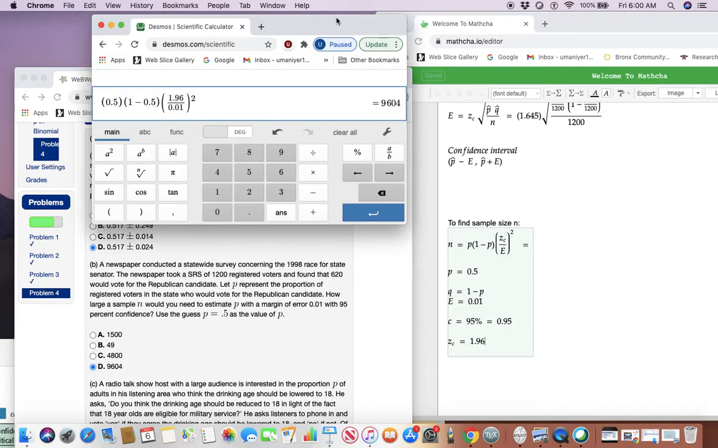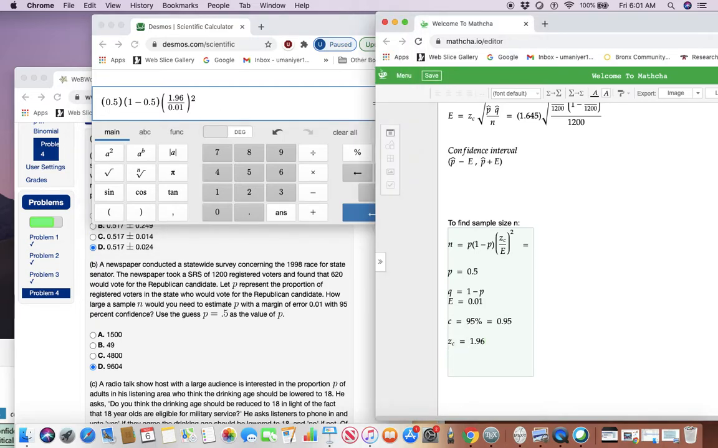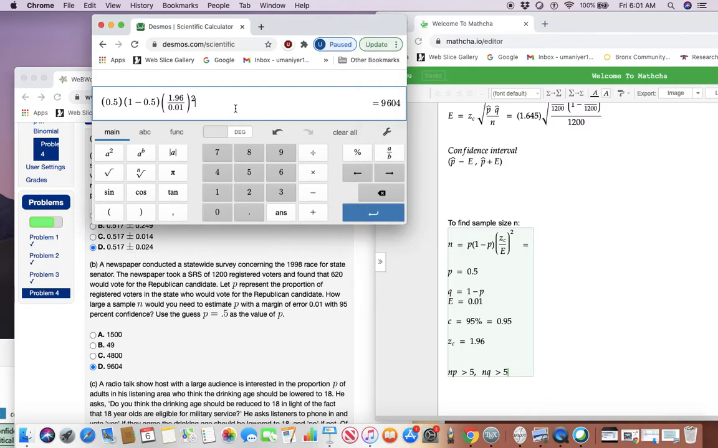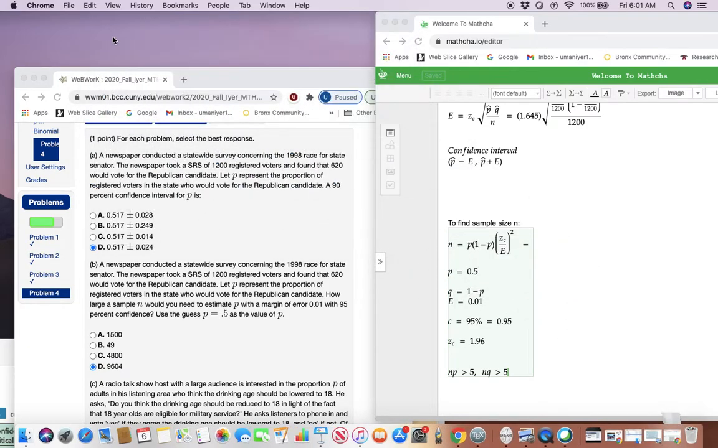One thing to note: whatever answer you get, you want to make sure that N times P is greater than 5 and N times Q is greater than 5. So let's make sure. N, 9604, times 0.5 is big, and 1 minus 0.5, it's also big. So this is an acceptable sample size. Okay, next.